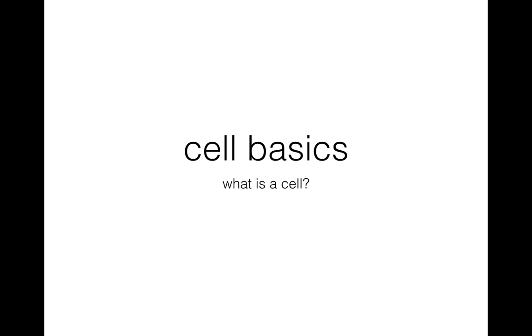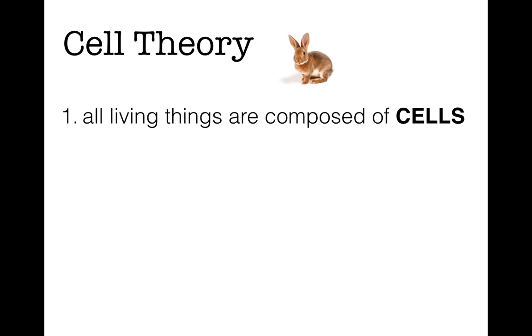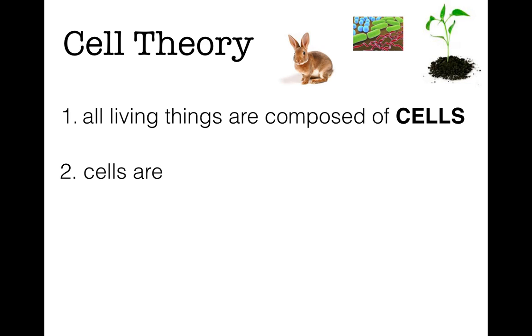Cell basics. What is a cell? Cell theory. All living things are composed of cells. Animals, plants, bacteria, all of these things, anything that's alive, it's composed of one or more cells. Cells are the basic unit of life.